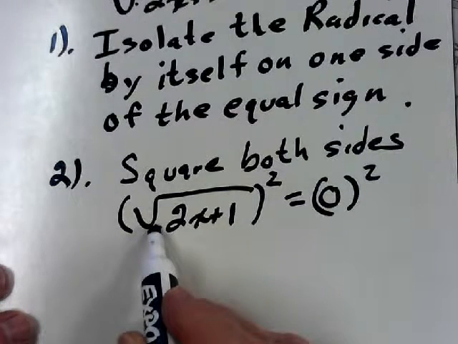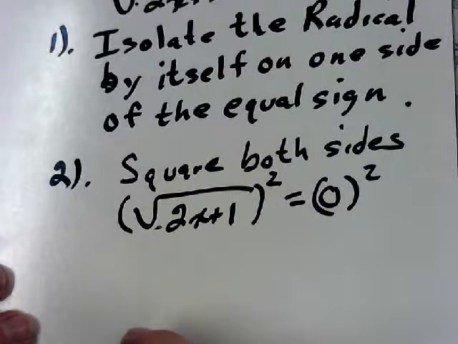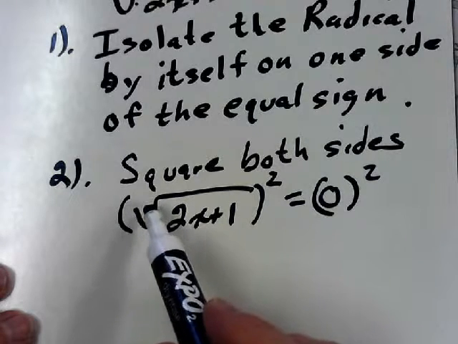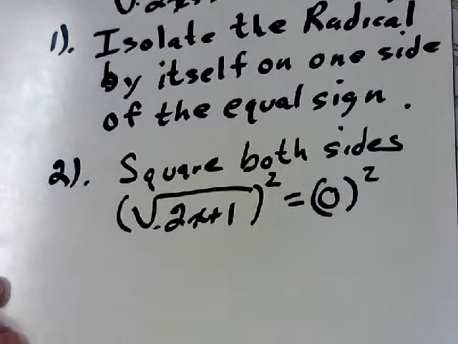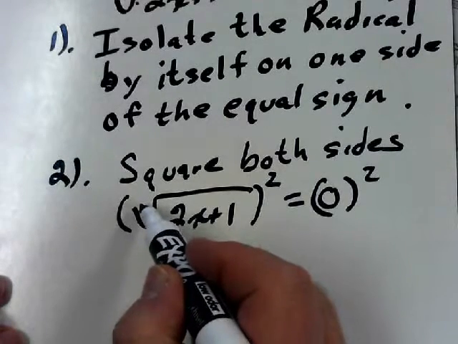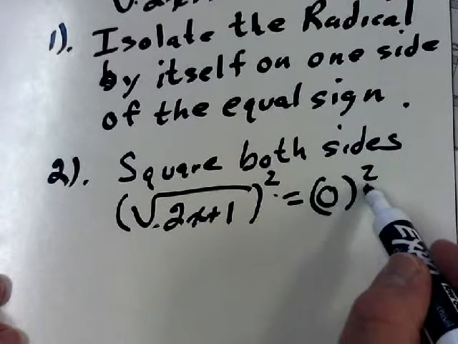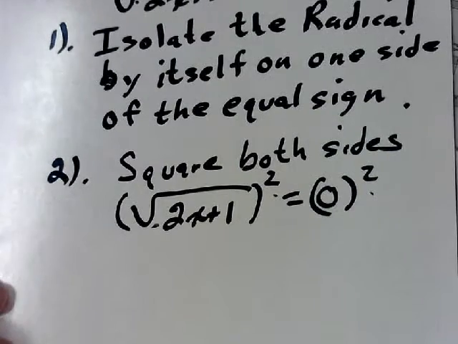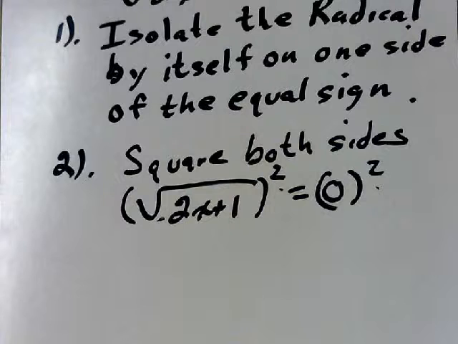Yeah. Wait, if the 2 is not the index, then what do we do? Well, if it happens to be a cube or a fourth or a fifth, then you have to take it to that many powers. So if this would have been a 3, then this would have been a 3, and this would have been a 3. Does that make sense? Okay. So whatever the index is, that's what you have to do to both sides by putting it to a power.